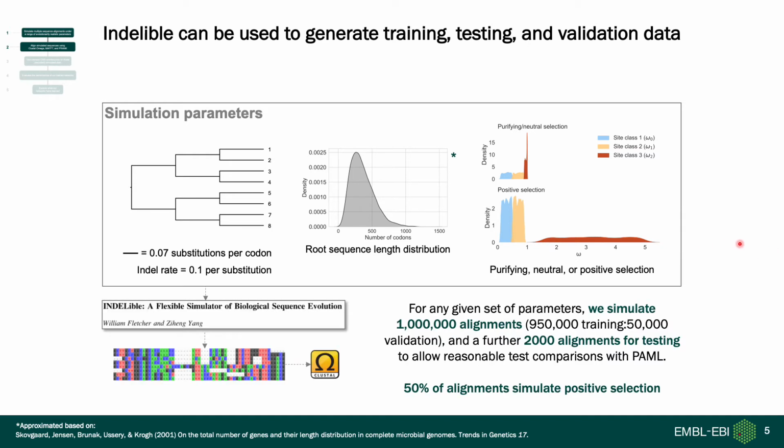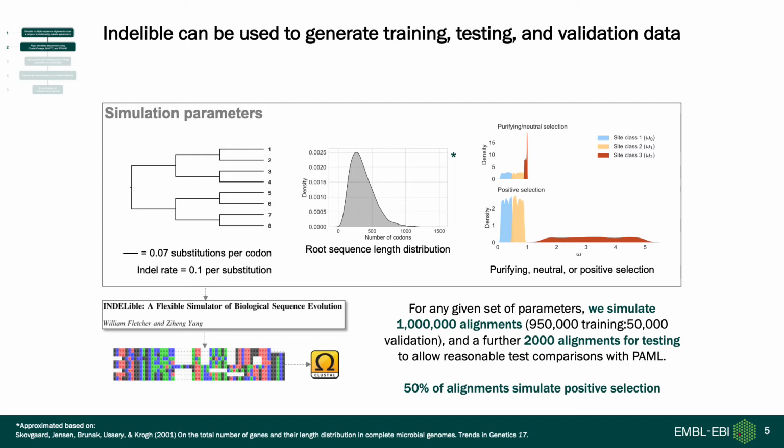And so we can pass these parameter values to INDELible, which generates the true alignments and labels that I mentioned earlier. And each of these true alignments can then be realigned under ClustalW for training, and additionally under MAFFT and PRANK for testing. And so for each set of parameters of interest, we simulate 1 million alignments for training and validation, 50% of which are simulated under positive selection.